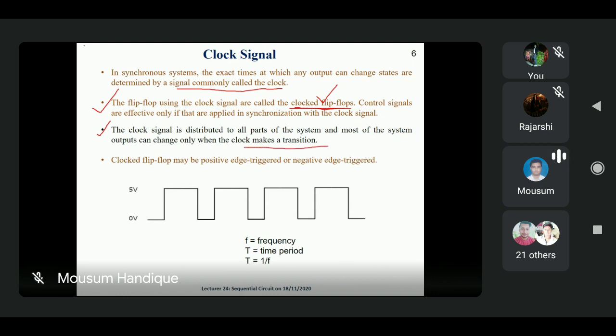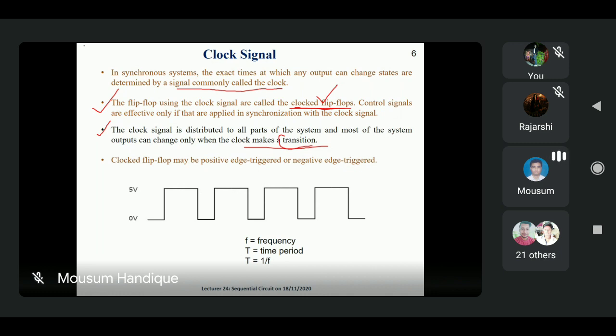So what happens when we are using a clock? Some particular transition period is there. Based on that particular transition time, which is generated by the clock, the outputs are generated. Obviously some particular delays are there between the flip flops. So based on this particular clock transition, the flip flop shows the output.